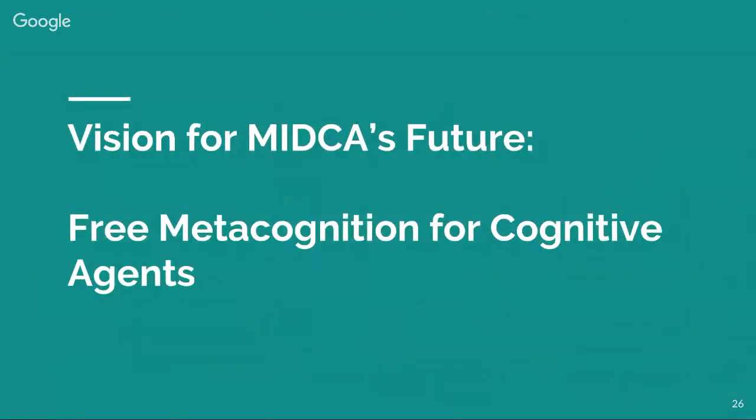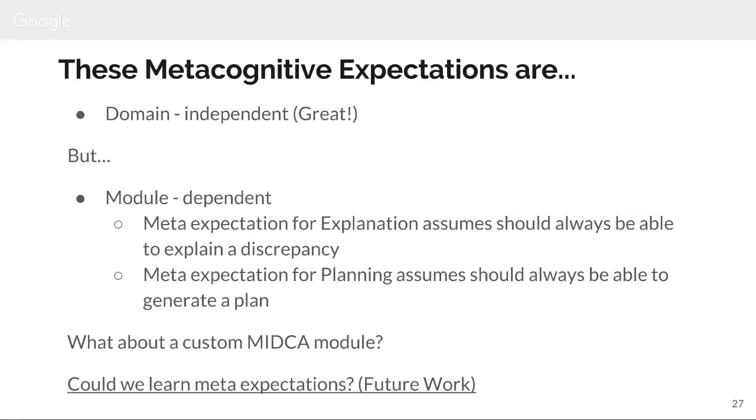So I'm just about ready to wrap up, and I just want to note this vision for MIDCA's future. I've shown one metacognitive expectation for an explanation module, and I think there are other kinds of meta expectations for other modules. But the ones I've talked about so far are domain independent, which is great. We showed the benefit in 2 domains, but they're still module dependent, right? So this is still specific to explanation. We might have another example where we always expect our planning component can generate a plan. If I can't generate a plan to achieve a goal, maybe that's a cognitive level problem. But having an expectation like the one I just described is also module dependent.